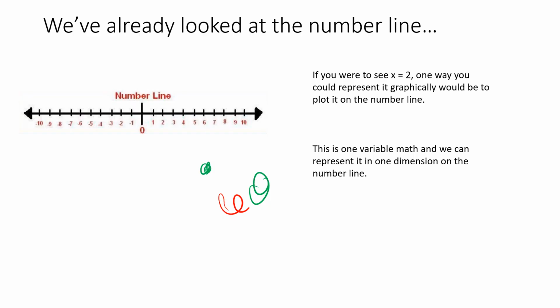Now, if you've been following these lessons in order and you've been looking at the Algebra 1 content, then you know we've already looked at the number line and we've really used the number line as a mental or visual model for operating with signed numbers.